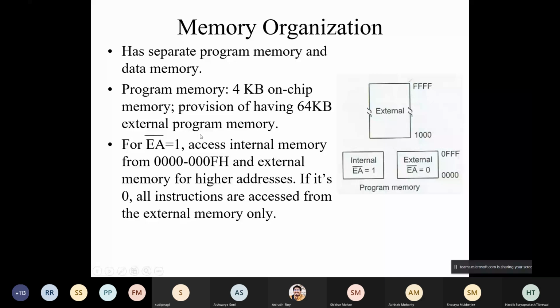So EA bar equal to 1, access internal memory, that is whatever location or range that the microcontroller size allows. If it is 4 KB, the range will be 0000 to FFF. If it is any other size, like 8 kilobytes and so on, you can convert that number into hexadecimal, so then the upper digit will change for the internal range. For the external range, obviously, it is the higher address beyond that limit. So whatever that limit is, beyond it you can use it for addressing the higher or external memory locations, while EA bar is 0.